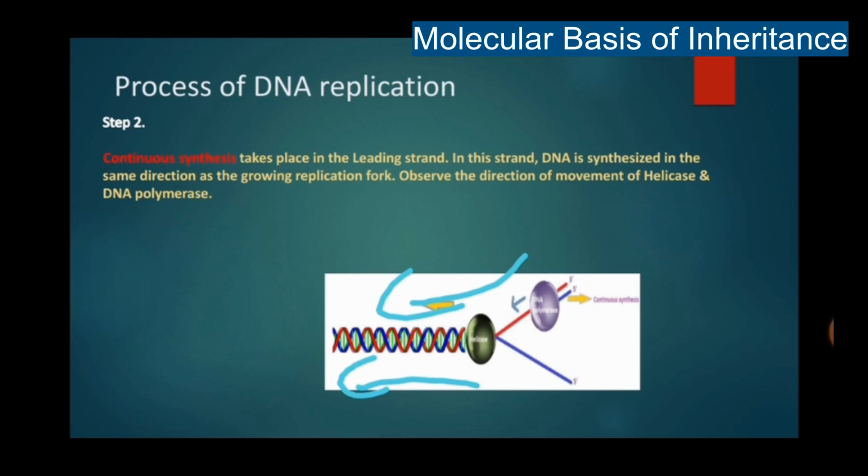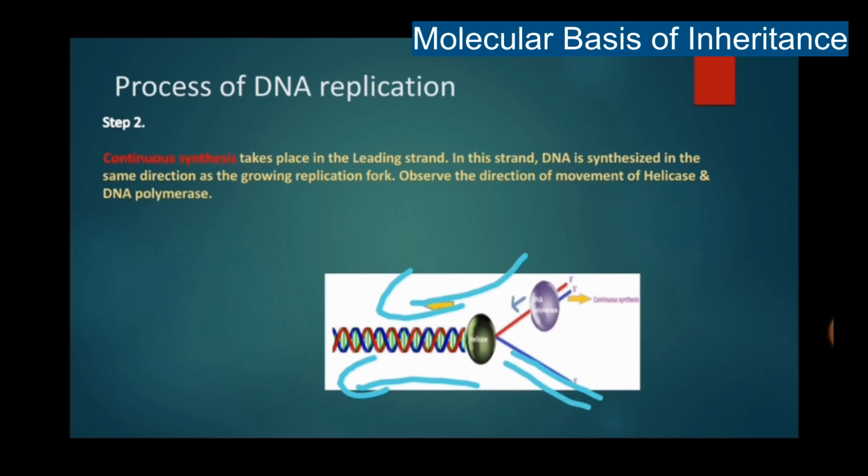And why is it called continuous synthesis? Because the new DNA is being synthesized continuously. That is why it is called continuous synthesis. Now what is left out? Now we have to see how DNA polymerase will create a new strand on the lagging strand.